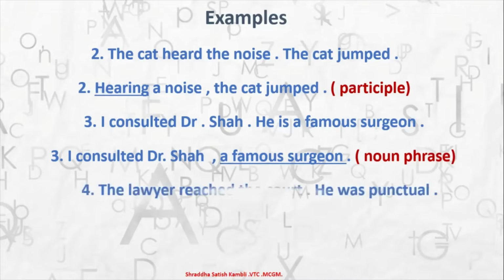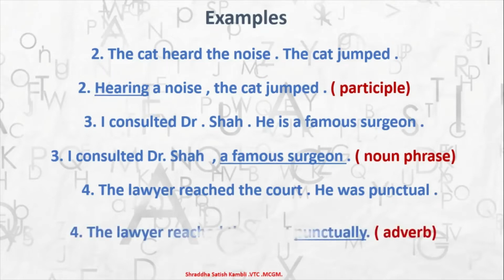Then you have, the lawyer reached the court. He was punctual. In the previous sentence we used a noun phrase. Here we will make use of an adverb phrase and we will say, the lawyer reached the court punctually. So this is how you make a simple sentence. You take two simple sentences and combine them together and make a new simple sentence. This is one important part of synthesis of sentences.